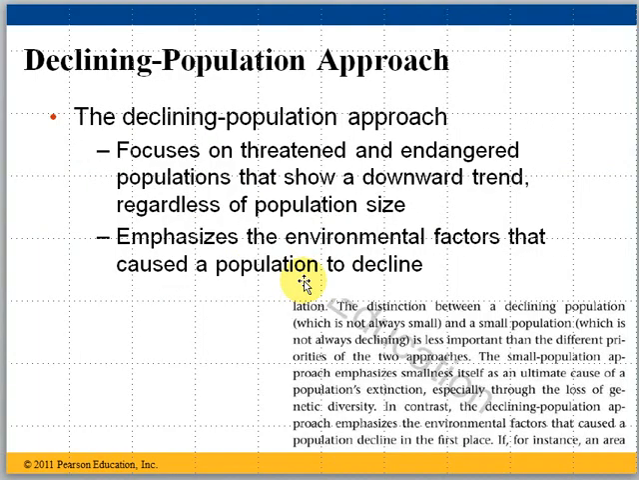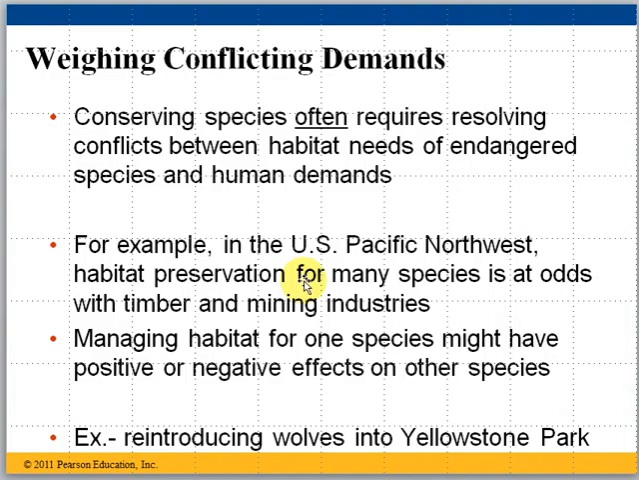Finally, when you're studying conservation biology and you're thinking about what you can do to assist populations of species, the problem is this is not just cut and dried. You don't just say, oh, well, here's what we can do to help these creatures, so we should just do it. There's conflicting demands. Conserving species often requires resolving conflicts between habitat needs of endangered species and human demands. You hear this in the news all the time. There may be an endangered species, but what if that land needed for the endangered species is prime land that someone wants to build a mall on, or wants to build a new housing subdivision on? How do you balance the needs of humans and the needs of other living creatures?